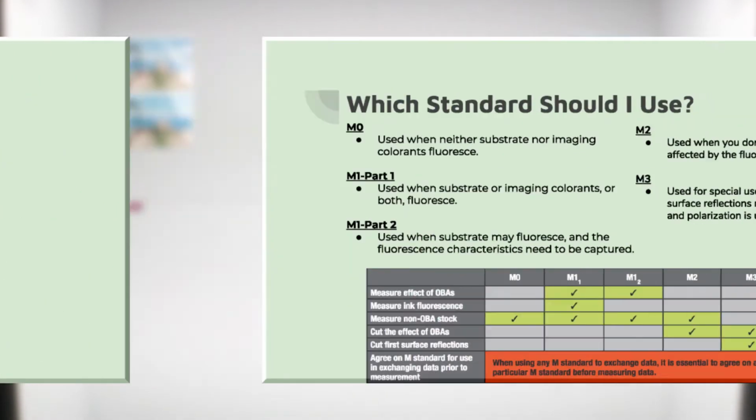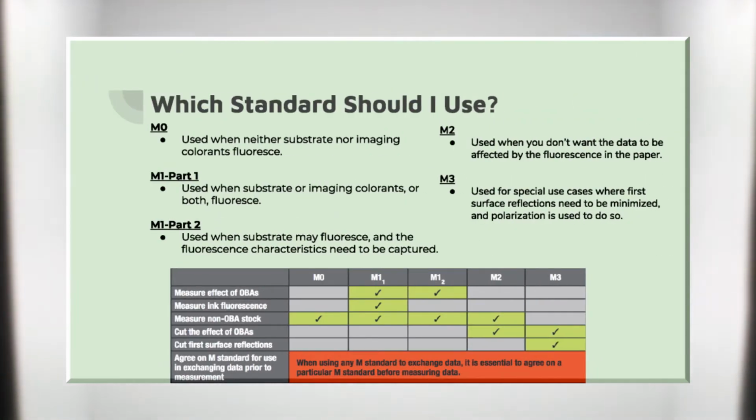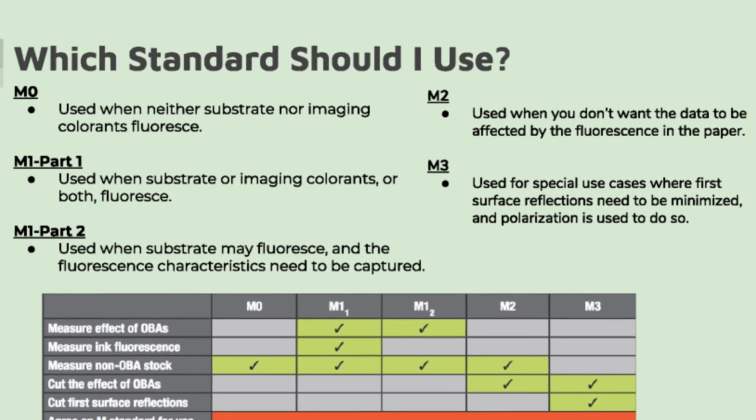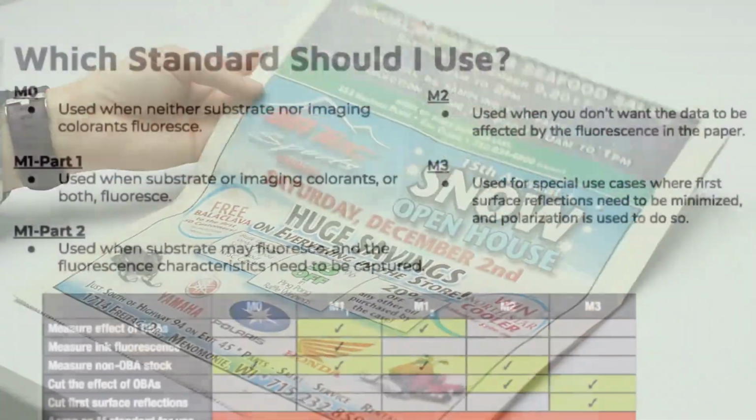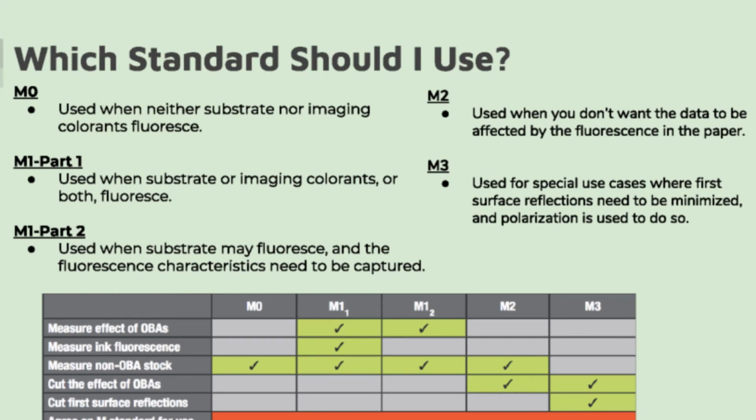So now, I'm sure you're all wondering, depending on the situation, what M standard is best. We have broken the standards down into 5 possible scenarios you can be faced with while working in the field. When neither the substrate nor imaging colorants fluoresce, you're going to want to use M0. In a situation when the substrate or imaging colorants both fluoresce, use M1 Part 1. When the substrate may fluoresce and you want to capture that fluorescence, use Part 2. When you don't want your final product you're working on to be affected by the fluorescent characteristics of the paper, you're going to want to use M2.